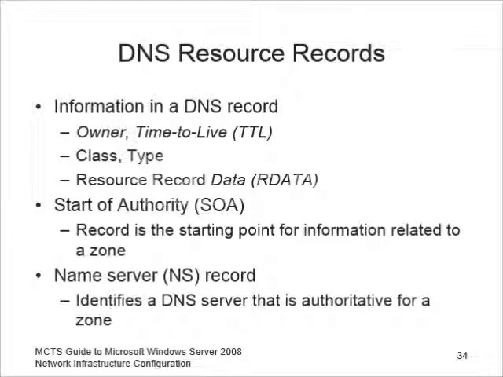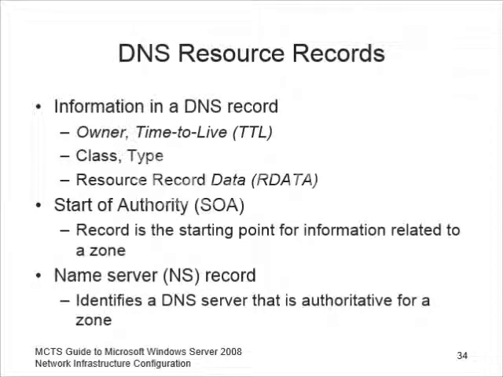Then we have the name server resource record, or NS record. The NS record identifies a DNS server that is authoritative for a zone, that is, a DNS server that hosts a primary or secondary copy of the DNS zone in question. The name of the DNS server that is authoritative for a zone is stored in the R-data field.